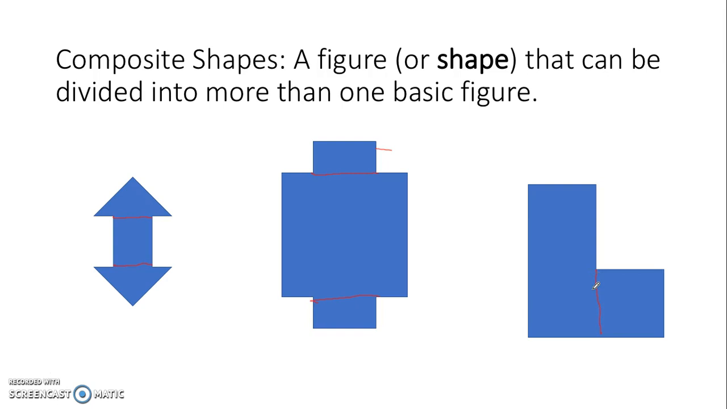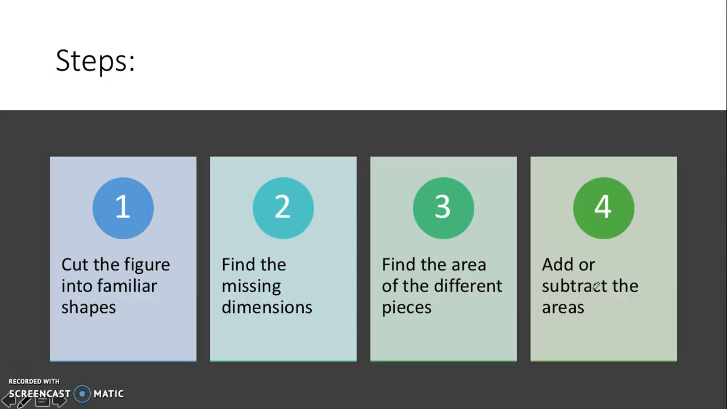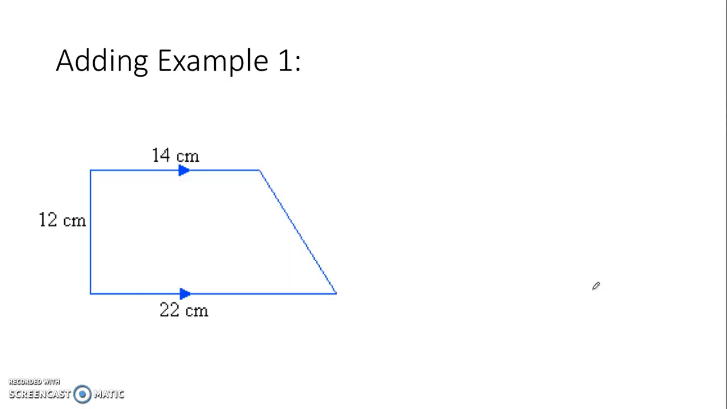We just have to take a moment and look at the shape and really ask ourselves, how are we going to divide this up? So here are our steps. Step 1, cut the figure into familiar shapes. That's what we just practiced on the last slide. Step 2, find the missing dimensions. Step 3, find the area of the different pieces. And step 4, add or subtract the areas. So let's take a look. First we're going to look at adding.